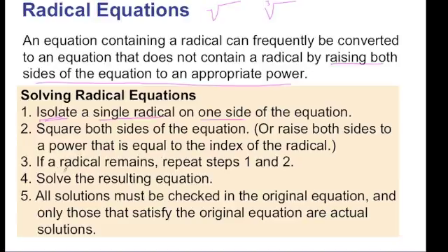If a radical remains, then you go back and repeat steps 1 and 2. You solve the resulting equation. All solutions must be checked in the original equation, and only those that satisfy the original equation are actual solutions. That's because when you square both sides or cube both sides or raise to the fourth, whatever you need to do, you sometimes introduce what we call extraneous solutions.